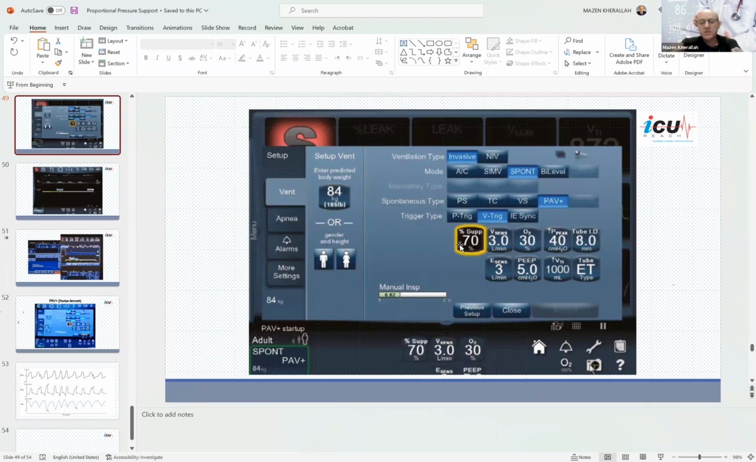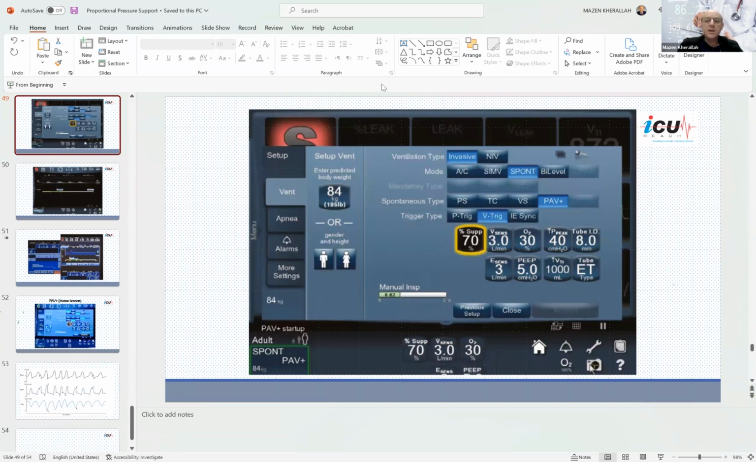The only difference is who decides about the pressure level. In pressure support, it is you. In PPS or PAV plus, it is the patient. The patient decides how much pressure support is going to be. In PPS, in PAV, it depends on the percentage that you set, in terms of the percentage of that support.